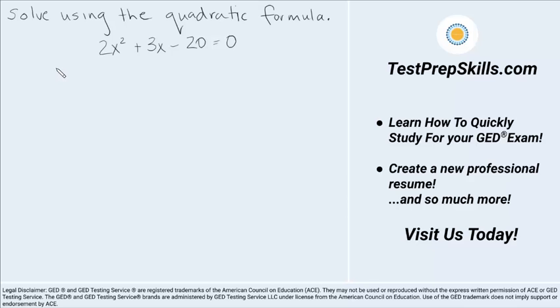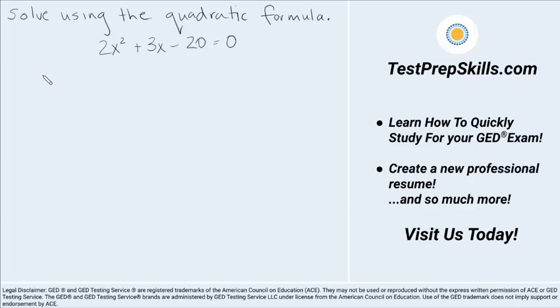In this video, we're being asked to solve this equation, which means to find what the values of x could possibly be equal to, using the quadratic formula. You might be able to solve this without the quadratic formula, and that's fine. But in this video, we're going to show you how to do it with the quadratic formula. So the first thing we need to do is write down the quadratic formula.